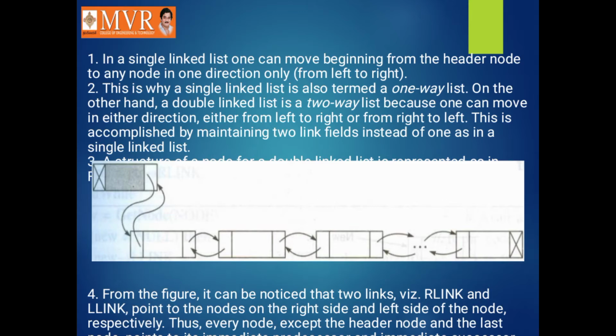That is, for traversing from the beginning to the end of the double linked list we use the right link. And for traversing from back to front, that is from end to beginning, we use the left link. Hence a double linked list is also known as a two-way list or a bi-directional list. This is a simple example of a double linked list.